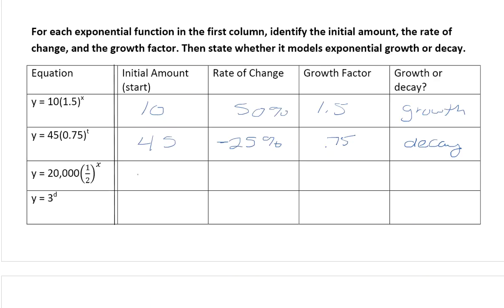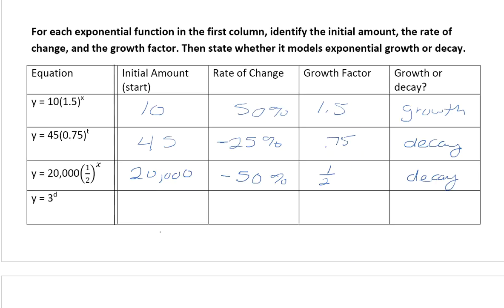The next example, of course, the start is 20,000. The growth factor is 1/2, so we're losing 1/2 or 50%. So the rate of change would be a minus 50%, and again, it's a decay.